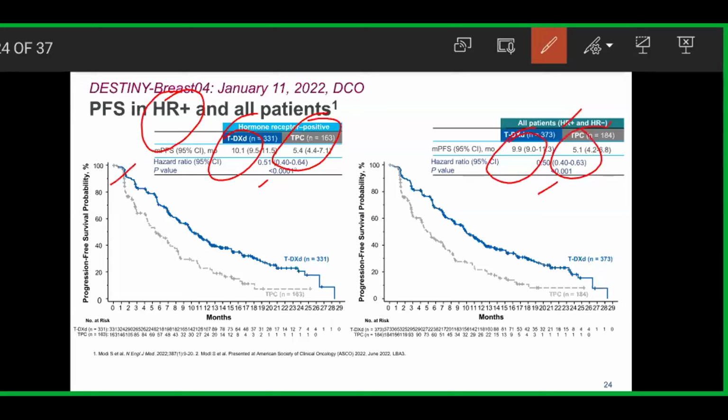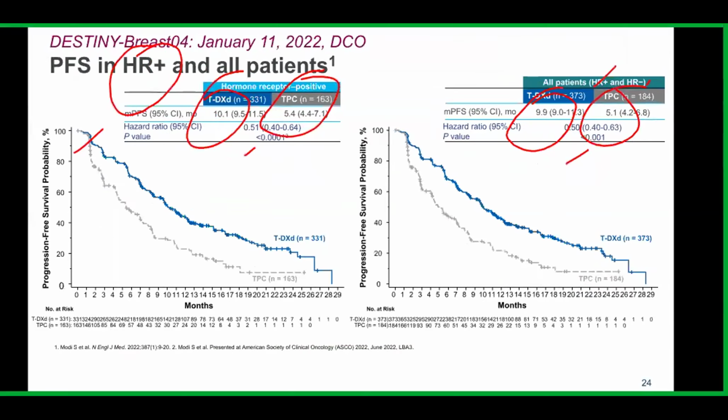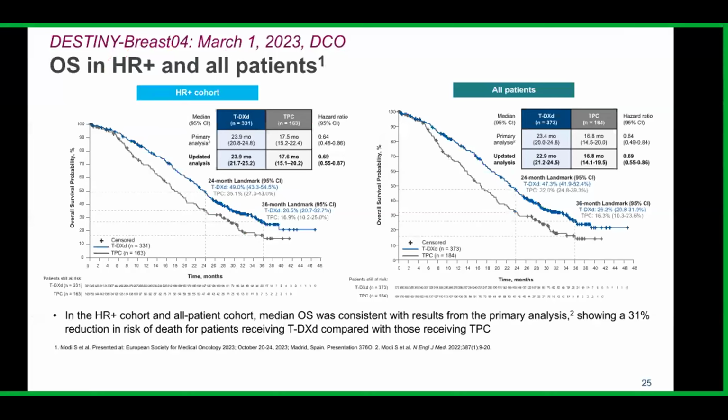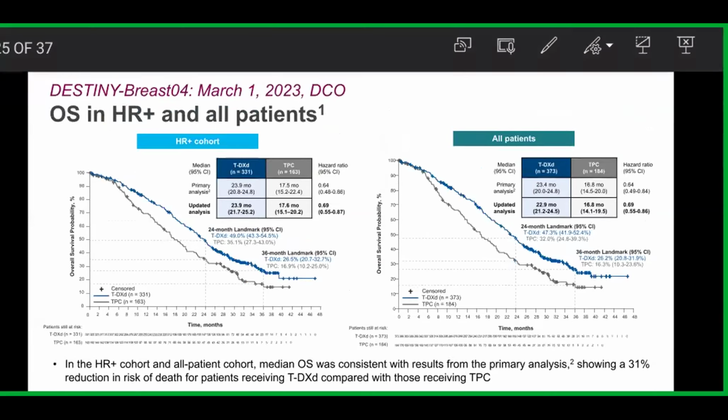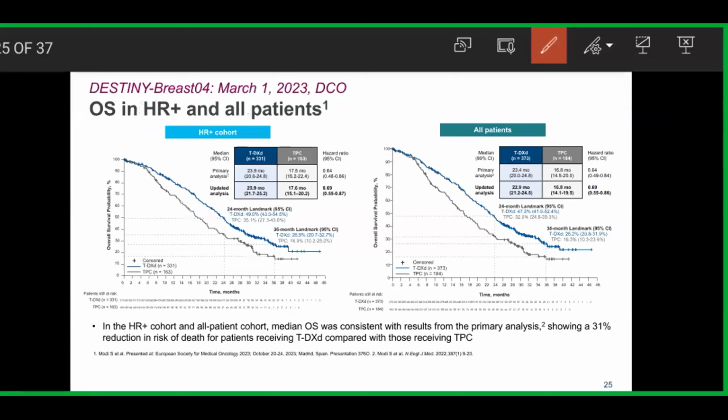And clearly, from the start itself, there is a clear separation of the curves. That shows the robust benefit we get with this drug. And the secondary endpoint was the overall survival. Again, here you can see around 24 months, 2 years for the T-Dxd, and around 1.5 years for the treatment of physician's choice, with a hazard ratio of 0.69.